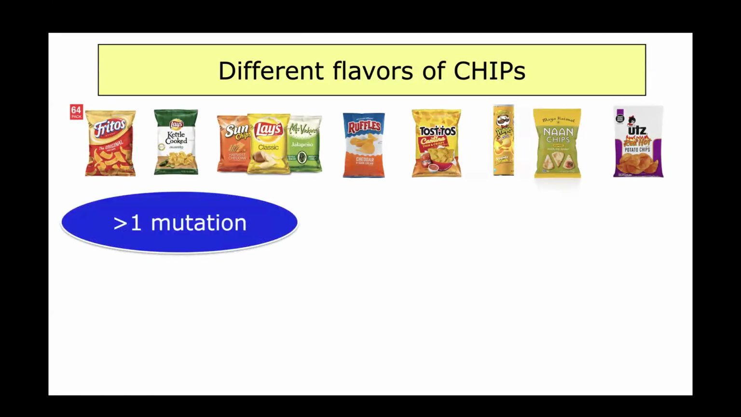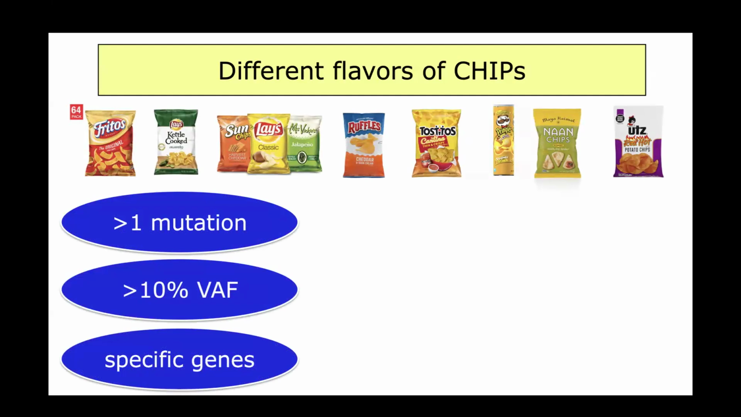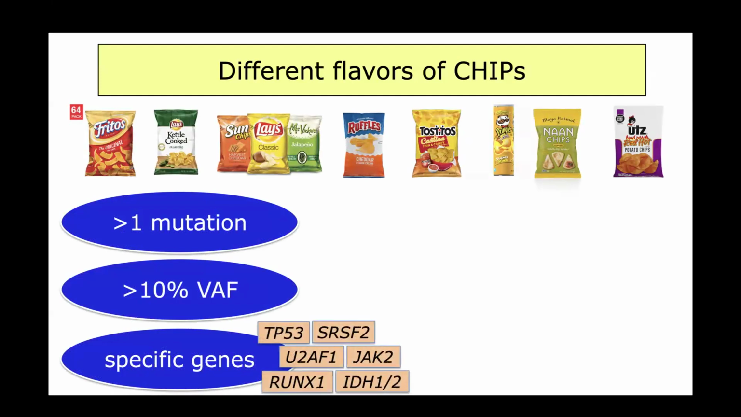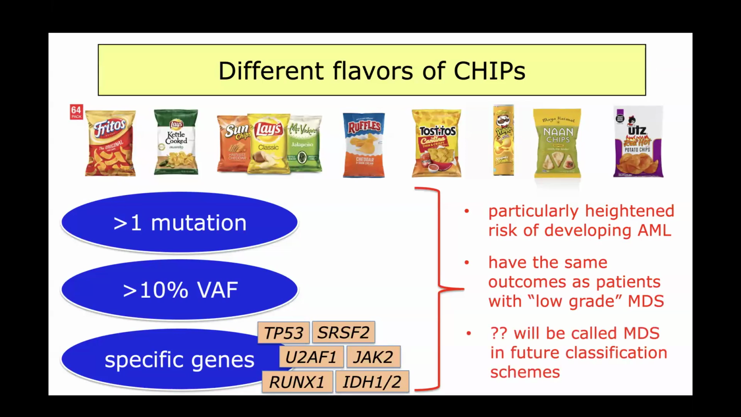In any case, if you have more than one CHIP mutation, and if the variant allelic frequency is greater than 10%, and if specific genes are involved, such as SRSF2, U2AF1, both spliceosome genes, TP53, JAK2, RUNX1, and IDH genes, in general, these patients have a particularly heightened risk of developing AML, and they have the same outcomes as patients with low-grade MDS. And I made this slide actually a couple of years ago and sort of thought and predicted that the newer classification systems that came out in 2022 would incorporate these as low-grade MDS based upon certain flavors of chips.